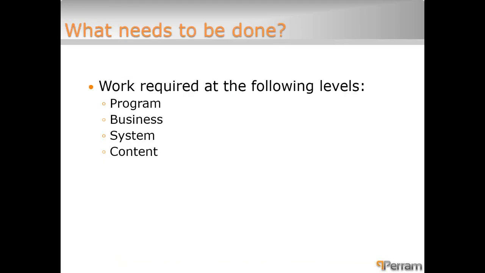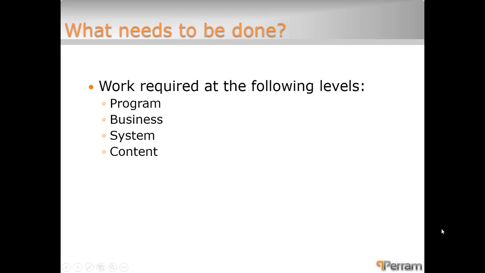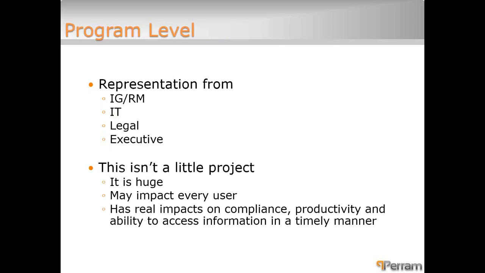So in order to begin addressing migration and preparing the organization for what it can do for you, we can really think about working at the following levels. One at the program level, the business level, the systems level, and then at the level of the content itself. And I want to work through these and just talk about them briefly to bring you on board with what I'm thinking. So at the program level, we mentioned earlier, we really need representation from IG and RM.